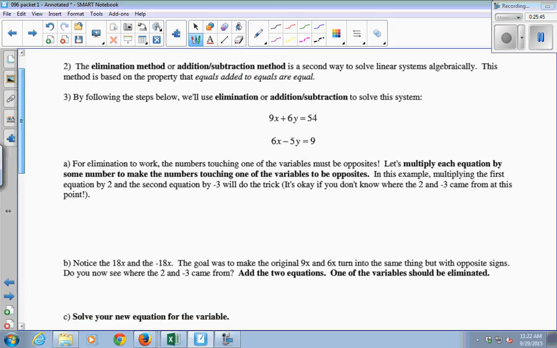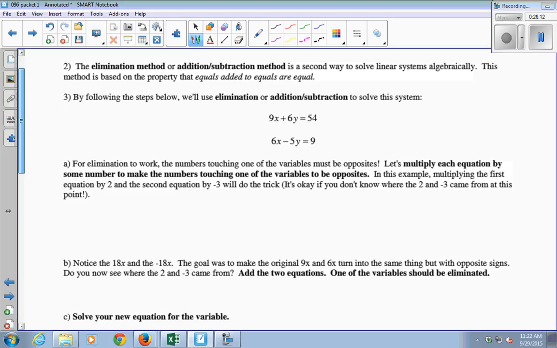However, I know you're super excited because there's another method, right? So we have one more algebraic method. It's called the elimination method. It's also called the addition-subtraction method. Okay? It's a second way to solve linear systems algebraically, and it's based on the property that equals added to equals are equal.